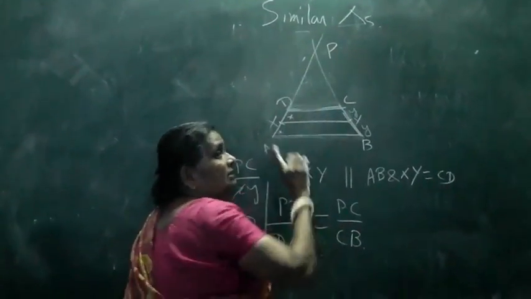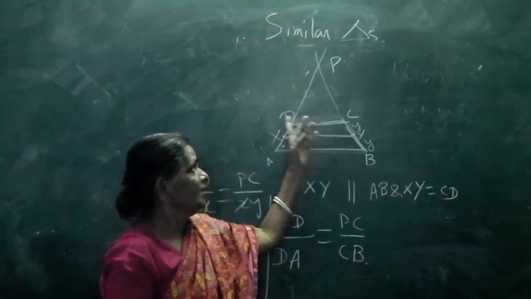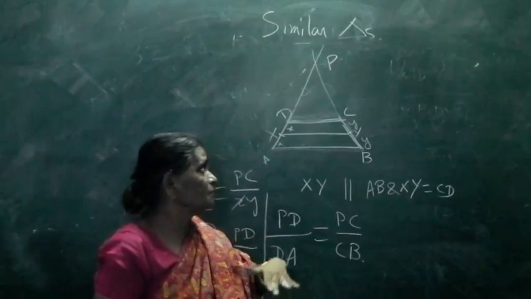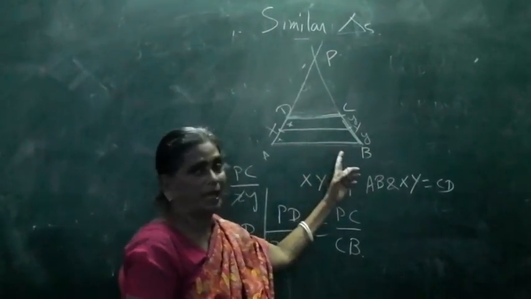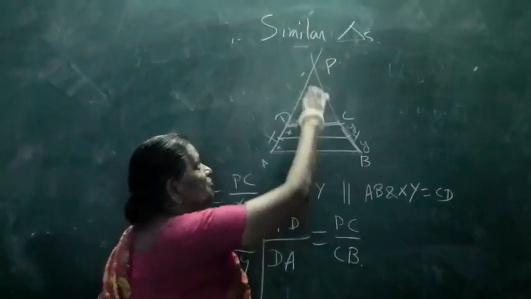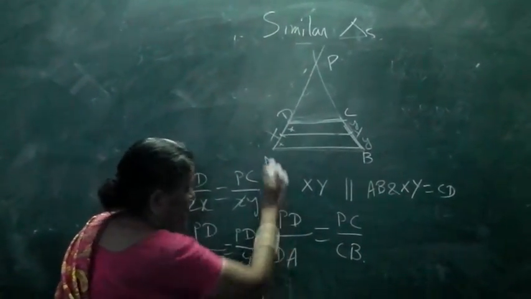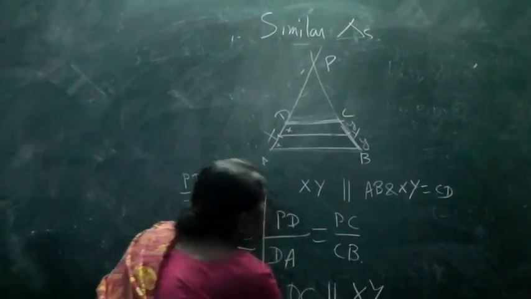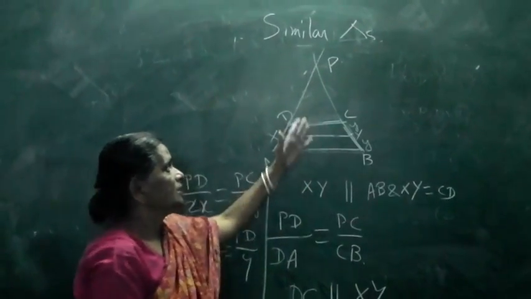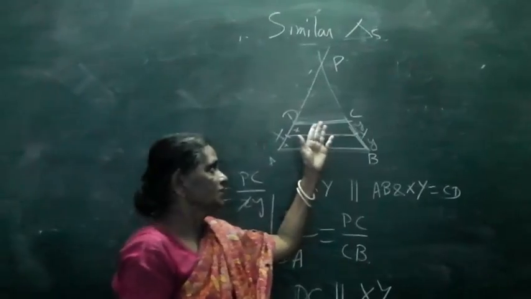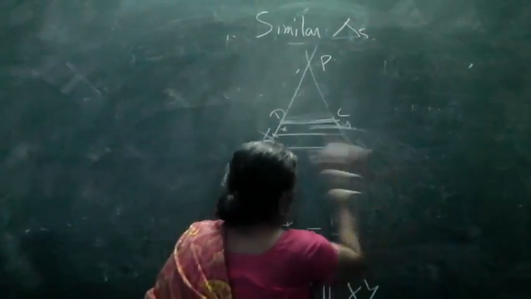Now, the Thales theorem states if a line is drawn parallel to one side of a triangle, it divides the other two sides in the same ratio. The converse is, if a line divides two sides of a triangle in the same ratio, that line is parallel to the third side. Now we are going to make use of the converse. Since PD by DX is equal to PC by CY, DC is parallel to XY. DC is already parallel to AB because they are parallel sides of a trapezium. So, that means in a trapezium, if you join the midpoints, this line will be parallel to the parallel sides of the trapezium.